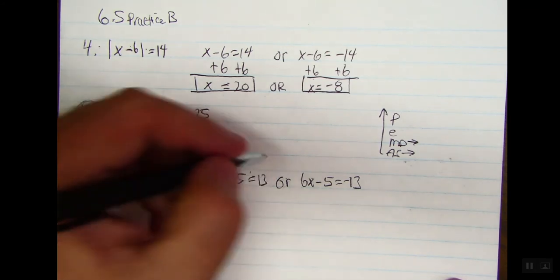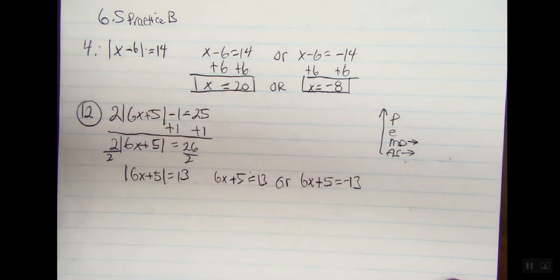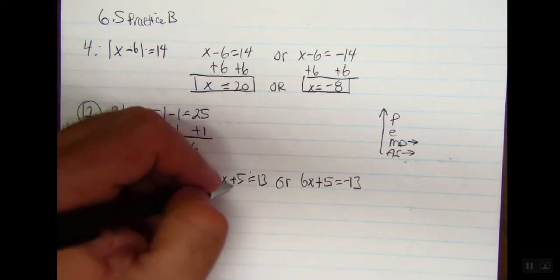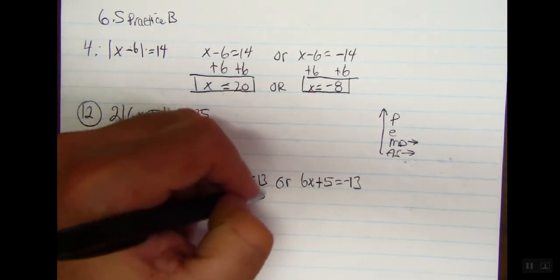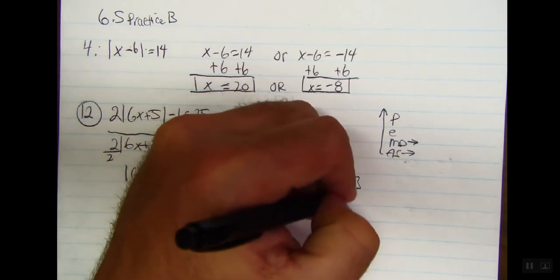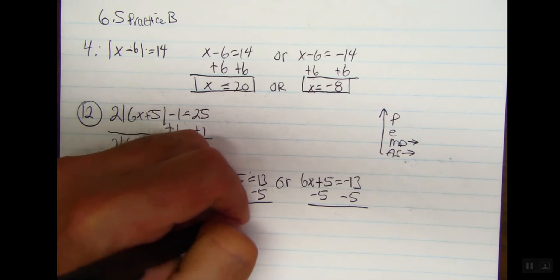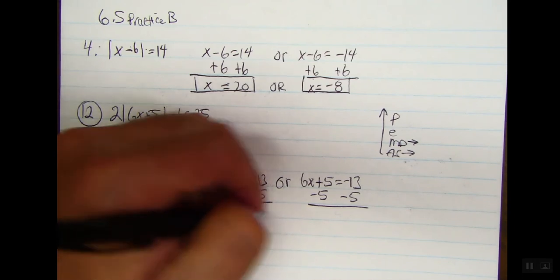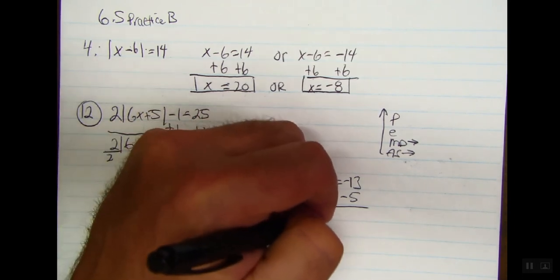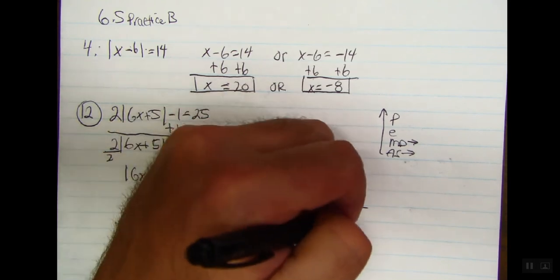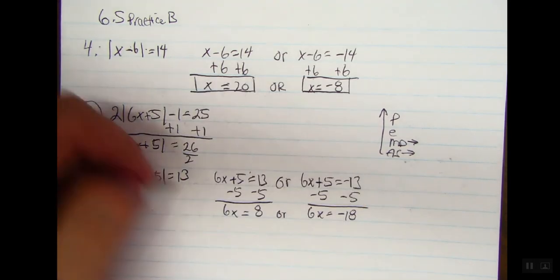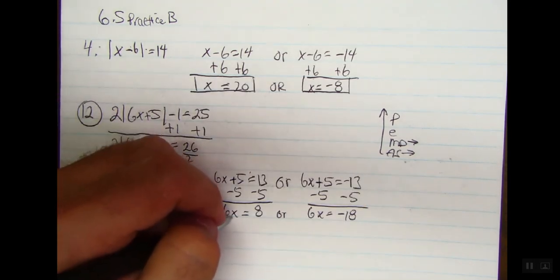Oops, what did I write down? -5, should have been +5 there. That should have been about the same. Okay, all right. So I'm going to subtract 5 across first. Notice I'm doing it on both equations, solving both at the same time. So I get 6x equals 13 minus 5 is 8, or I have 6x equals negative 13 minus 5 is negative 18. And the last step, opposite of multiplication, is division.